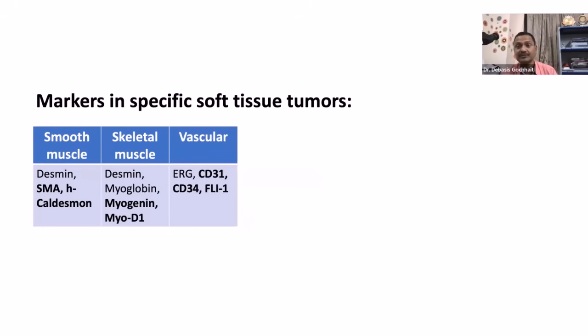Blood vessel tumor. Can you name the tumor? The benign is hemangioma and the malignant is angiosarcoma. Intermediate tumors are also there, but not very important. And what are the markers? CD31, CD34. Now see, CD34 in lymphoma is a precursor marker, whereas CD34 in vascular tumors is just to identify endothelial cells. Also FLI1.